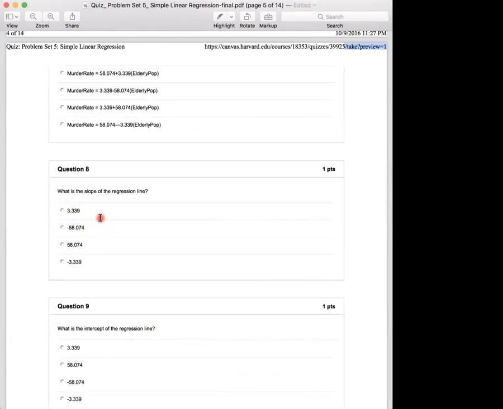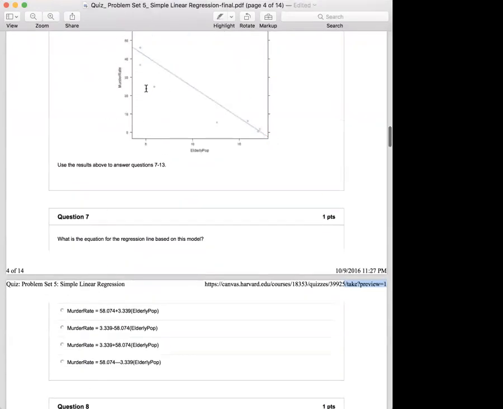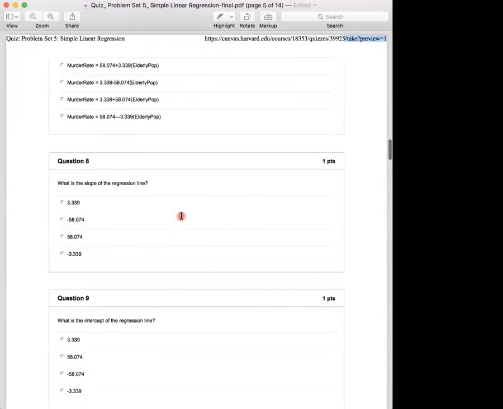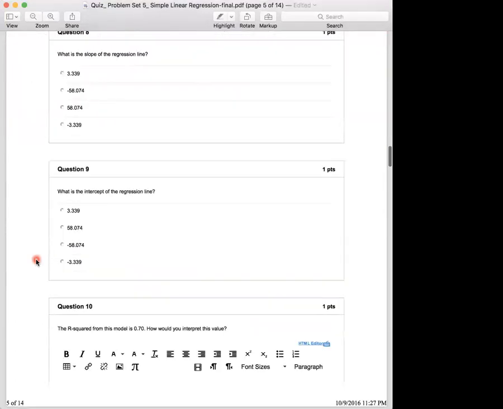That's not the case, though, and we can see that by the direction of the slope. We can also see that, hopefully, by the logic of writing out the equation, but also by the fact that we have a negative slope here. So I hope that's clear. Now, what is the intercept? We ask you that for question 9.